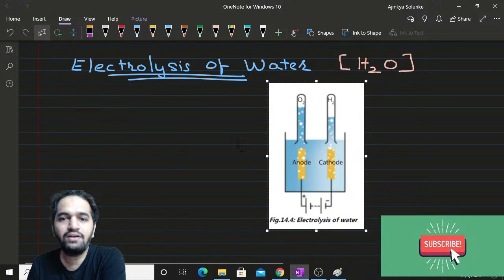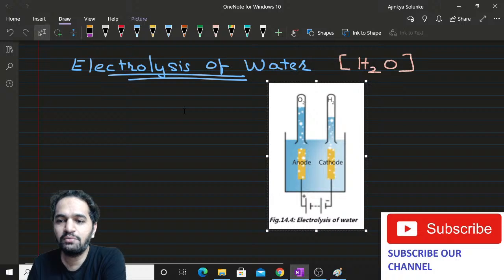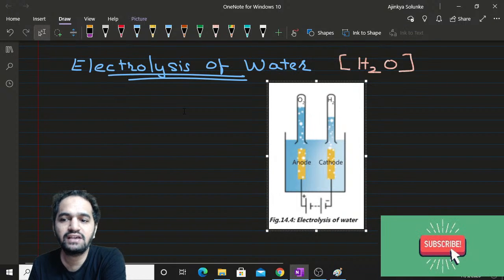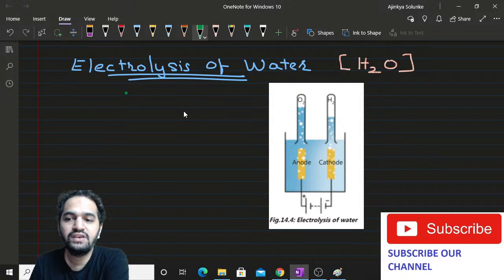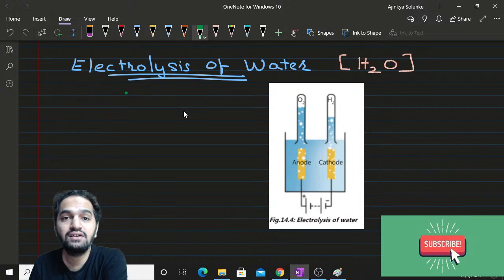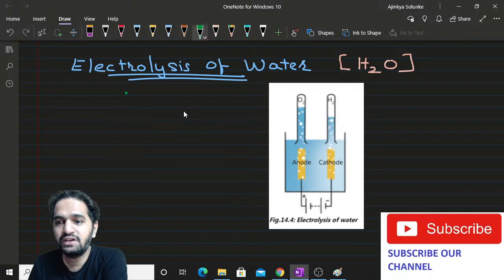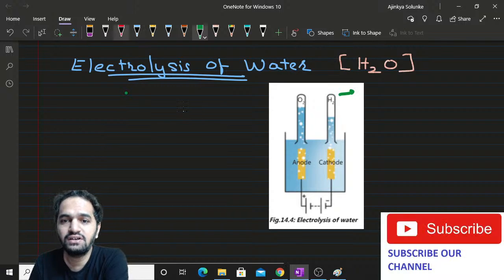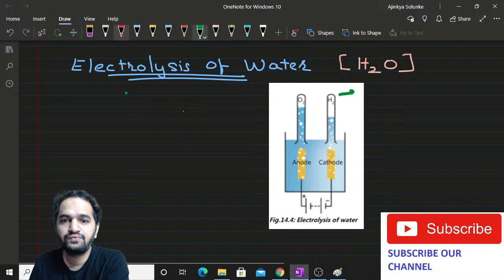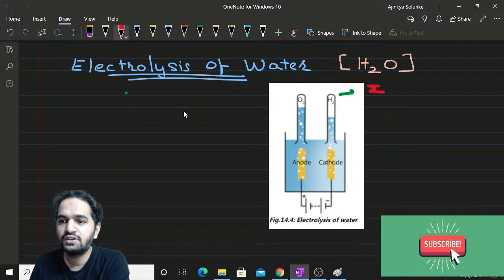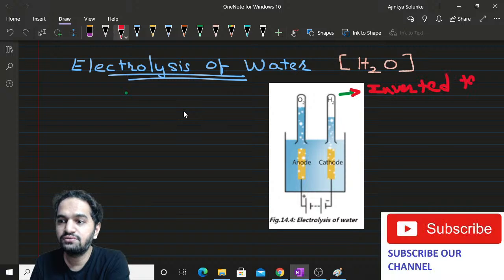Suppose this is our battery, we have connected the anode and the cathode, and above that anode and cathode, what we have done is we have kept inverted test tubes. So these are inverted test tubes.